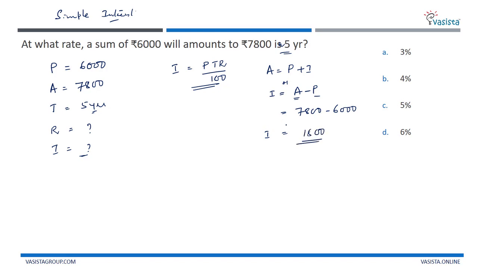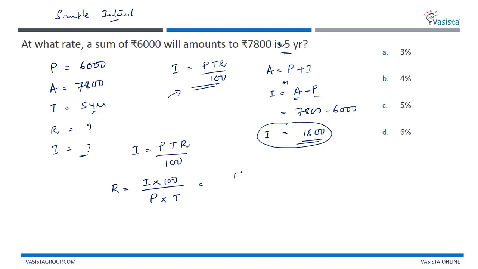Now I will substitute the value of interest into this equation. I is equal to PTR by 100, where P is principal, T is time, and R is rate of interest. Now we need to find the rate of interest. R is equal to I into 100 divided by P into T. The interest is 1,800, so 1,800 into 100 divided by principal.